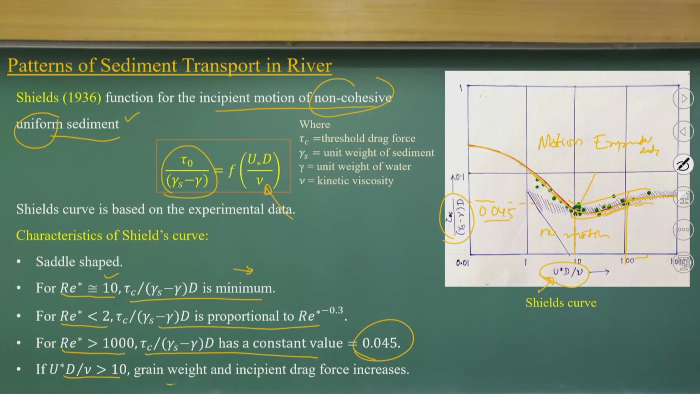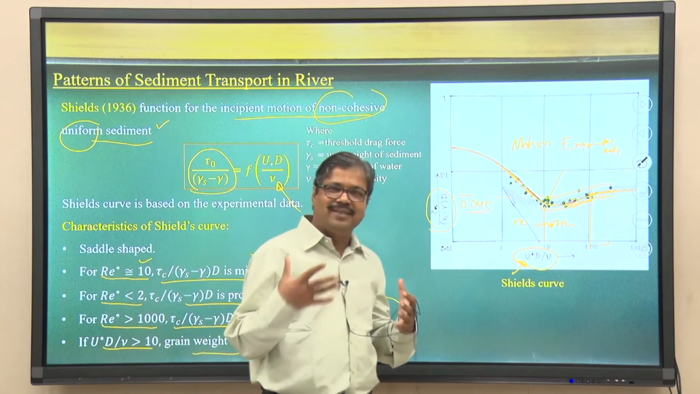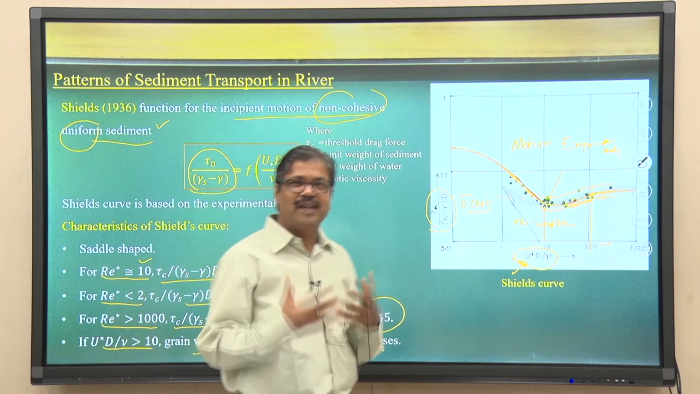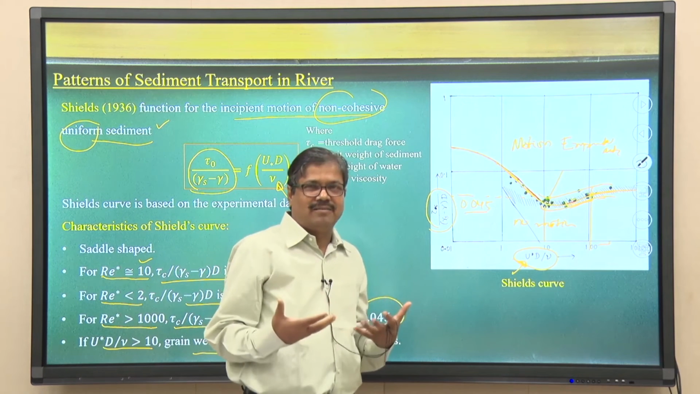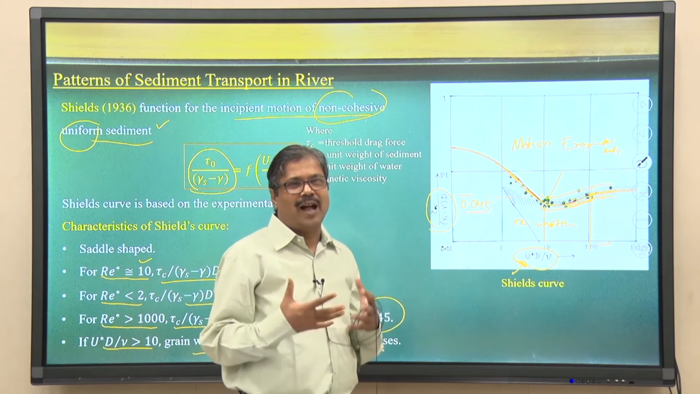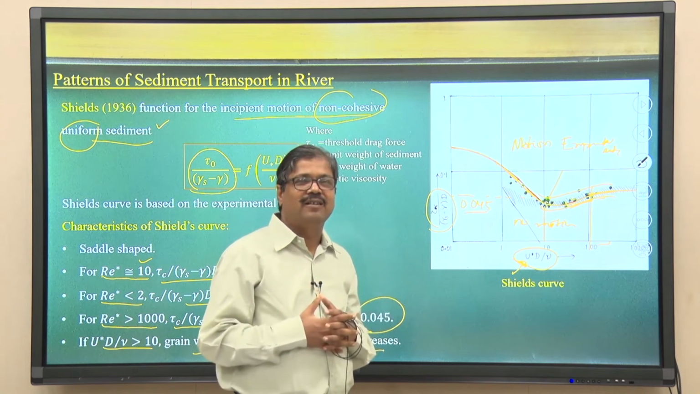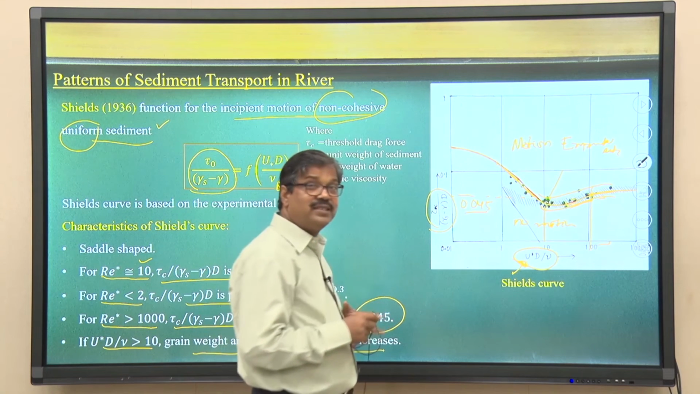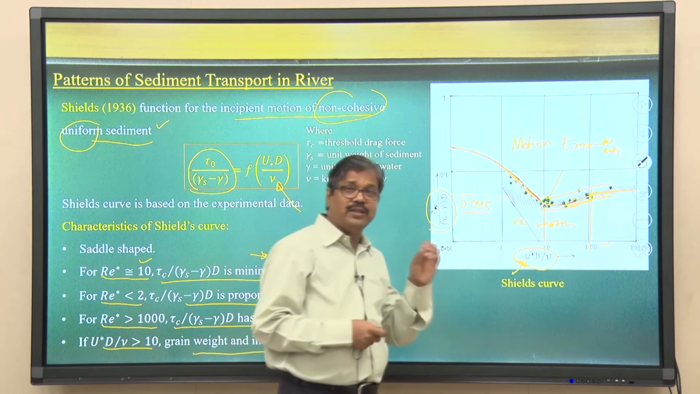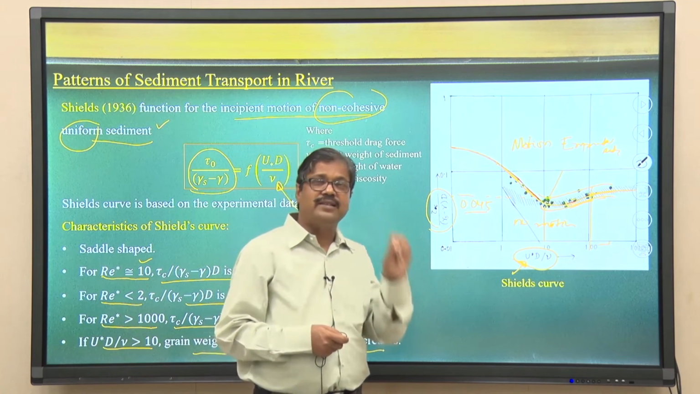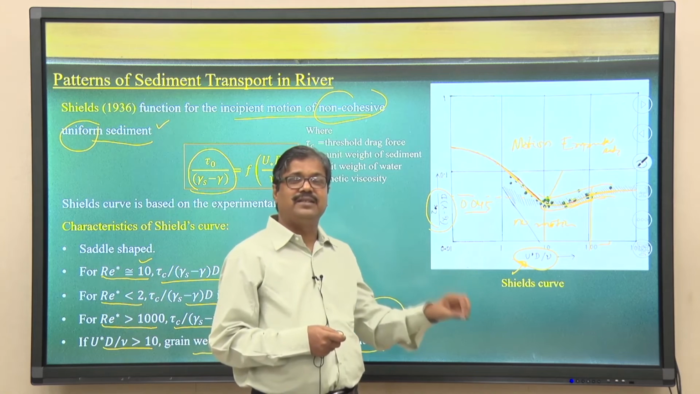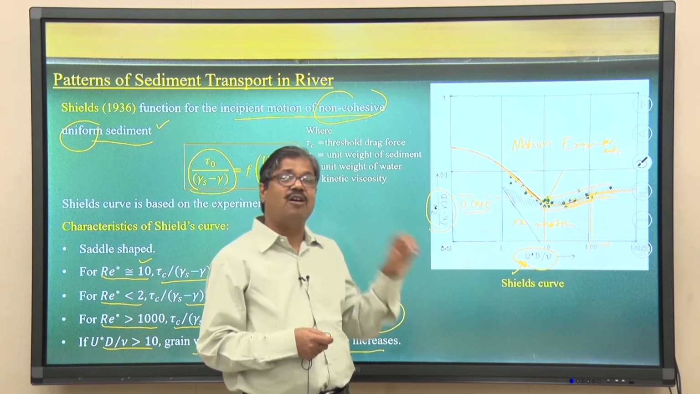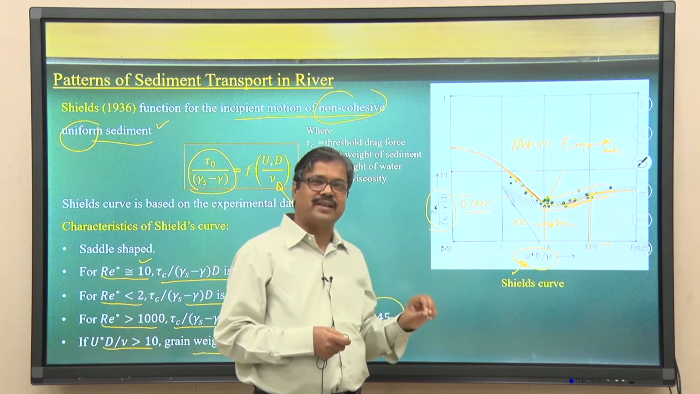Beyond these 10, grain weight and incipient motions increase. Okay, there are slight increasing patterns. Please try to develop an interest in these Shields curves. As river engineers or field engineers, we should have good confidence in how to draw Shields diagrams and how we can use them to know whether the river is at mobile conditions, or the sediment is at transport conditions, or the sediments are not in transport conditions.